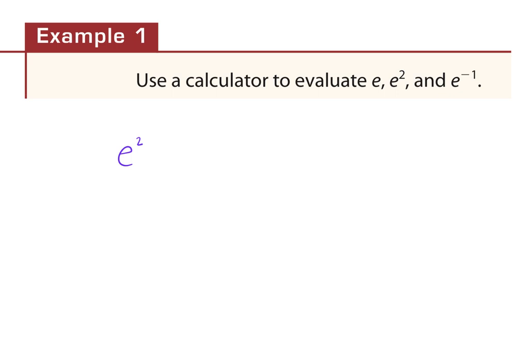Typically, when you hit the e button, it looks like this. It's going to open kind of like that. And so it's going to automatically open parentheses. And they want you to just do e to the second power. So if you do e to the second power, you should get approximately 7.389, somewhere in there.